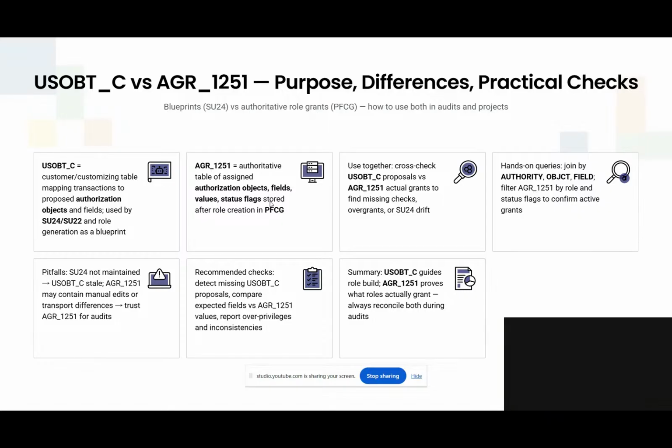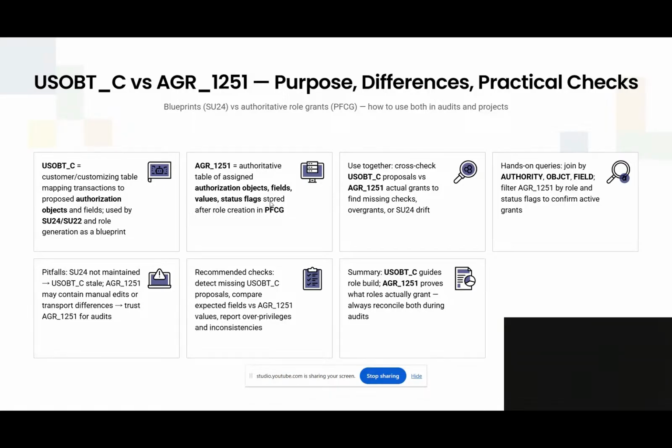So how we use both tables together is to find the missing checks or overgrants, in the sense of what is added that was not needed for that particular access. And as you see, there are hands-on queries. Here we are talking about SQL queries: join by authority and object field filter, AGR_1251 by role status flag.